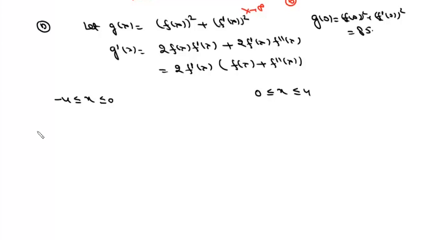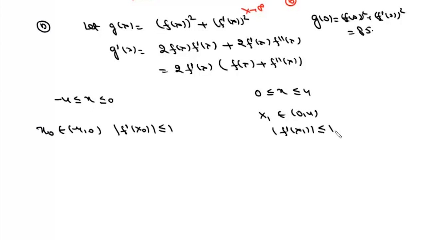Then from statement B, we can say there exists some point x0 which lies between -4 and 0 such that |f'(x0)| will be less than or equal to 1. In the same way, we can prove it from 0 to 4 also. So here we'll get some x1 lying between 0 and 4 such that |f'(x1)| is less than or equal to 1. Now if |f'(x0)| is less than or equal to 1, we can write f'(x0)² will also be less than or equal to 1.